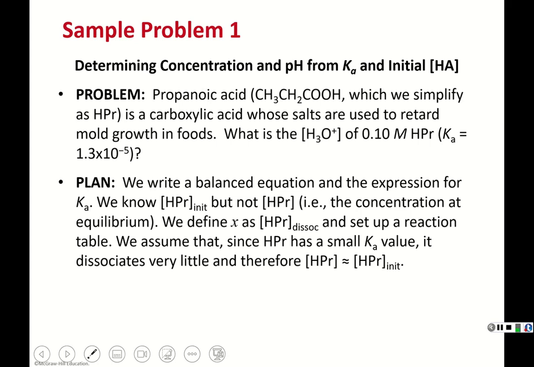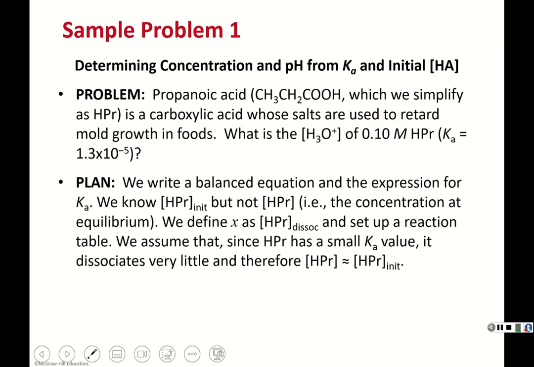Okay, so in this question we have propanoic acid, which has this chemical formula, and really the COOH is the acid. That's what tells us it's a weak carboxylic acid. We can simplify it as HPr. Propanoic is Pr, that's the abbreviation, and H tells us it's an acid. That's the proton it loses. It's used specifically to keep mold from growing in food, in case you're interested.